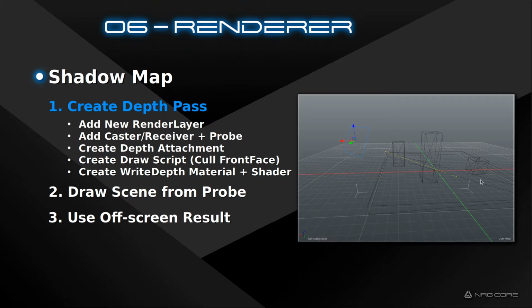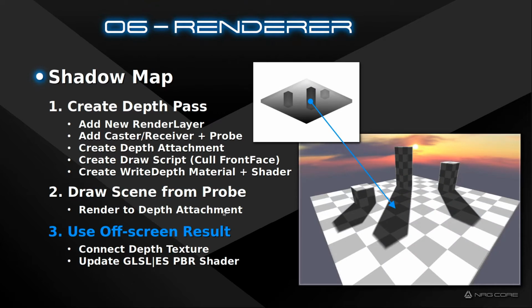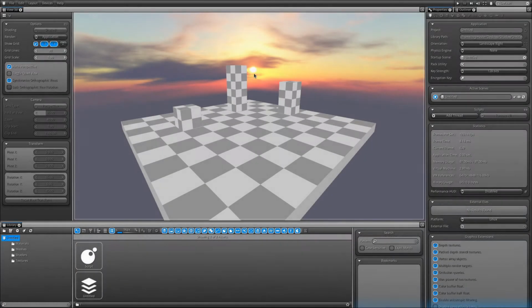Finally, we will write a depth material and a shader just to store the depth data. At the end of this step, we will draw the scene from the probe point of view and render the data into the depth attachment. Once we have that off-screen data, we will use that result to then project the shadow onto the scene. We will connect that depth texture to our PBR material, and we will do the necessary update to our PBR shader.